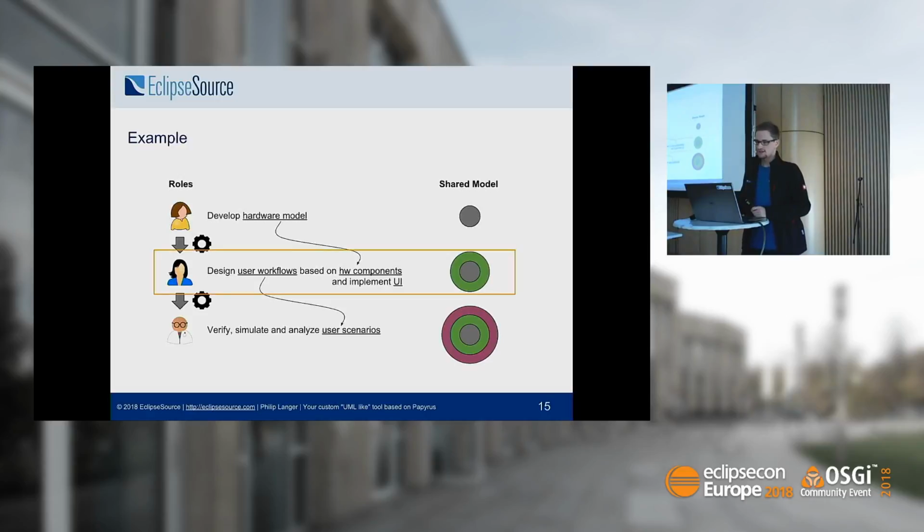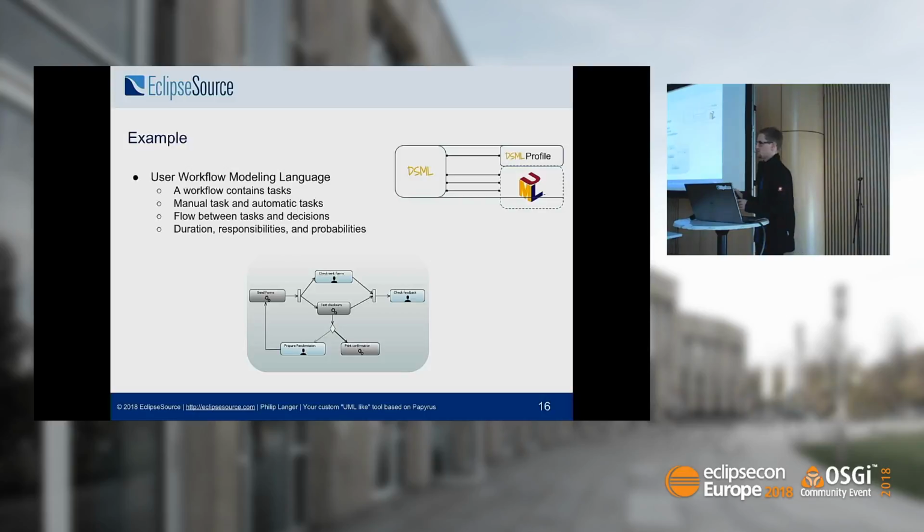Right. Since we are interested in the graphical part here, we will now look at an example in the domain of user workflows. So how could such a workflow language look like, just for this example? Let's say a workflow consists of tasks, and they can be manual tasks or automatic tasks. Between those tasks we have some sort of flows, so they can run in parallel or there can be decisions whether you go one direction or the other.